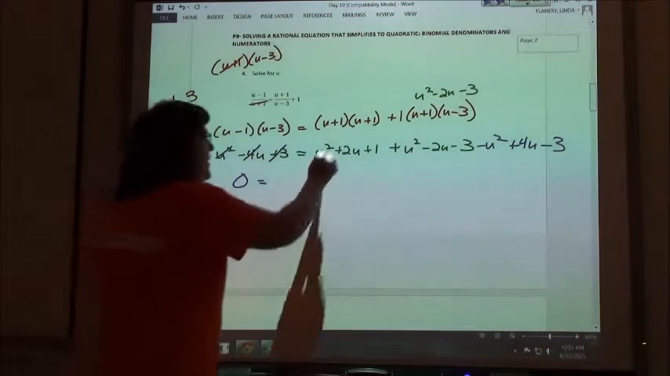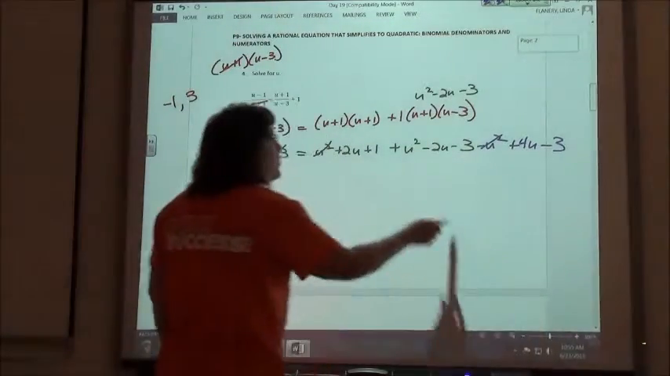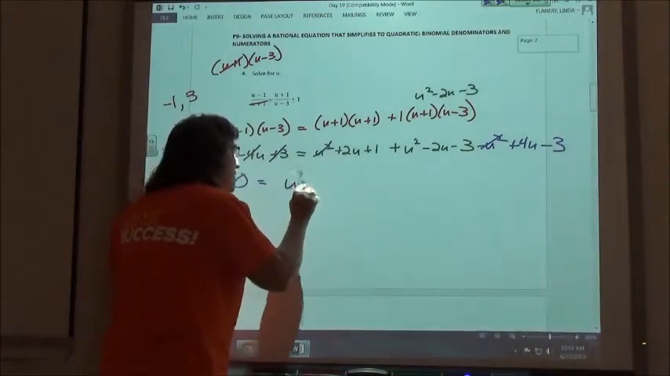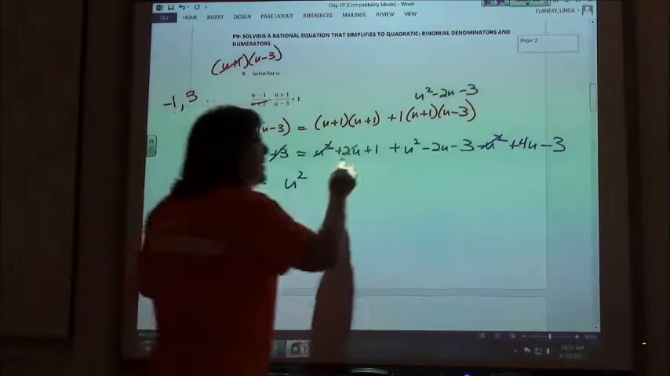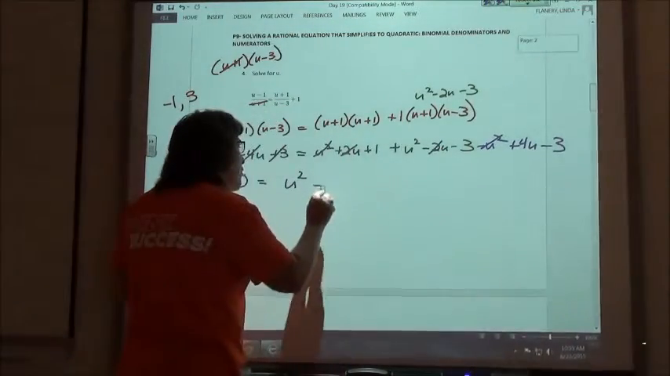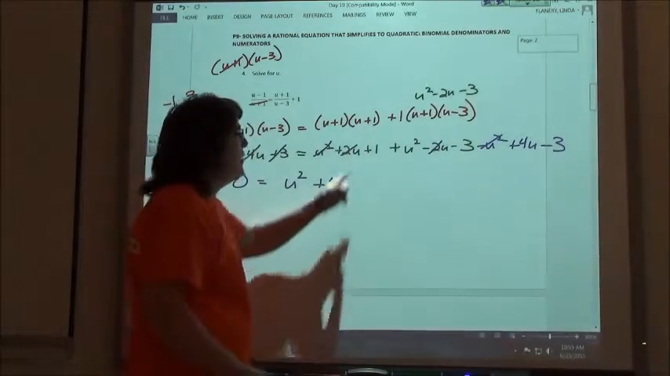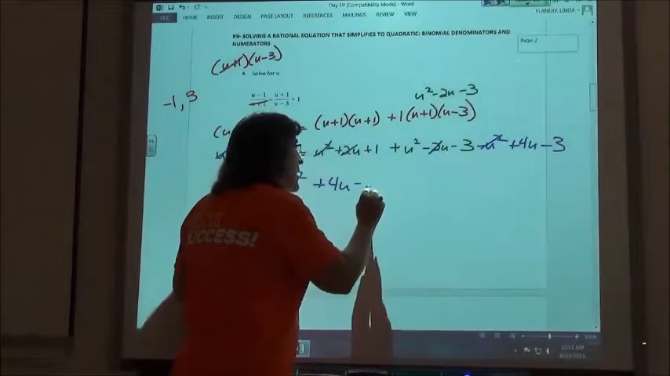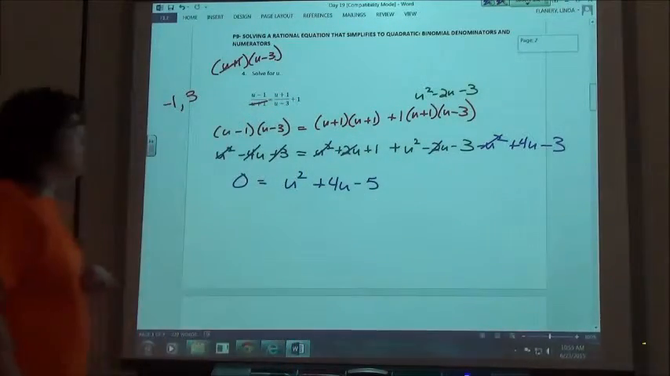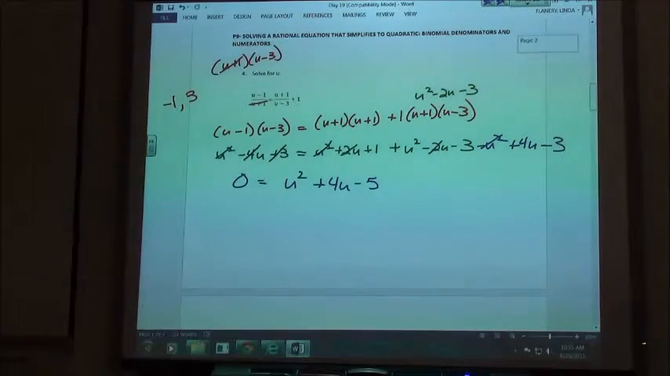So, u squared minus u squared and a plus another u squared going to give me u squared when I combine all my u squareds. I got 2u minus 2u. Again, those are going to cancel, so I get just that plus 4u. I have 1 minus 3 minus 3, so -6 plus 1 would be -5. So I get u squared plus 4u minus 5 when I combine all my like terms.